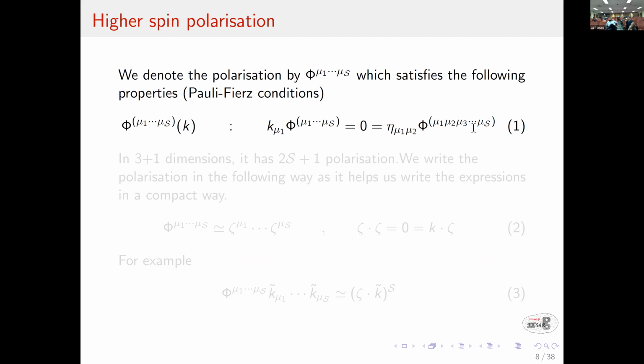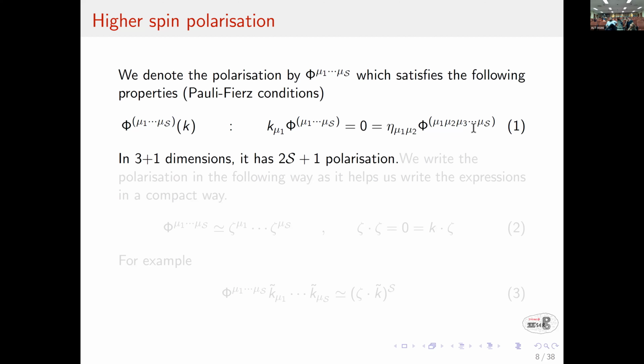Okay, before I go into the details, when I say high spin particles, this will be denoted by rank S objects, rank S tensors. And they satisfy these conditions, known as Pauli-Fierz conditions, which means they're transverse, traceless, and symmetric. In 3+1 dimensions, you can show that this condition implies there are 2s+1 polarizations, right?